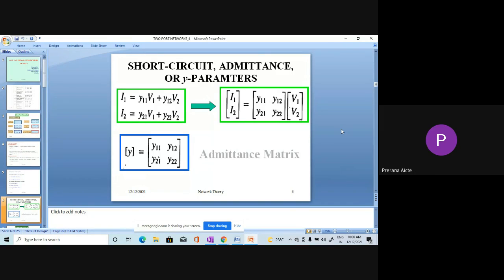Yes, sir. Look at this two-port network of the Y category. We have the two-port network Y parameter equations: I1 is equal to Y11 V1 plus Y12 V2, and I2 is equal to Y21 V1 plus Y22 V2. In matrix form, we have the Y parameters Y11, Y12, Y21, Y22.